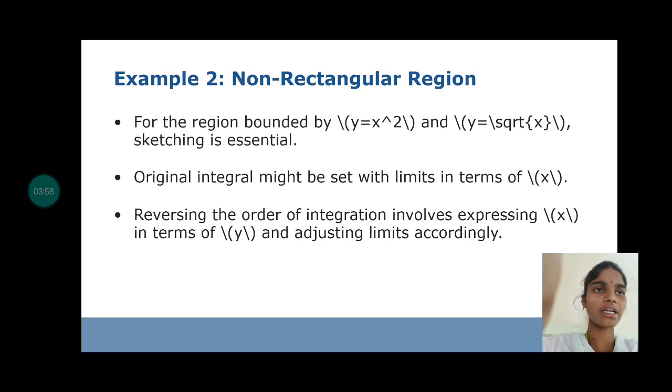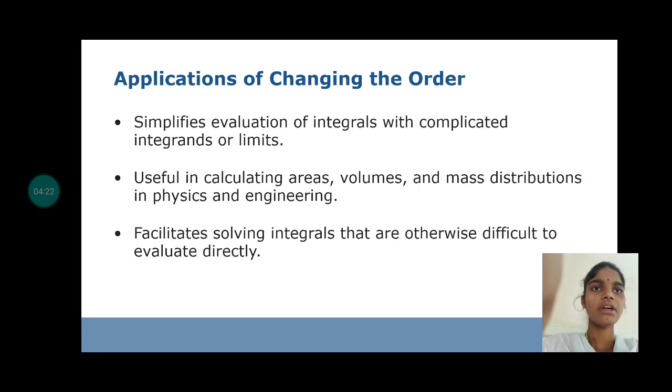Example 2. Non-rectangular region. For the region bounded by y equal to x^2 and y equal to square root of x, sketching is essential. The original integral might set limits in terms of x. Reversing the order of integration involves expressing x in terms of y and adjusting limits accordingly.